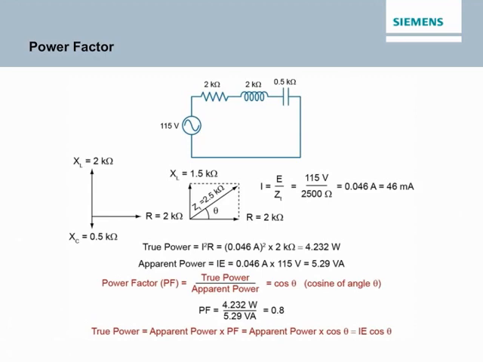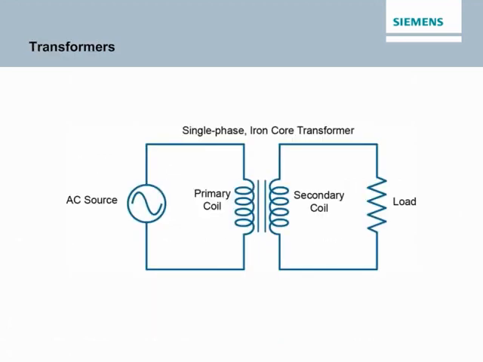Another way of expressing true power is the apparent power times the power factor. This is also equal to I times E times the cosine of the phase angle.